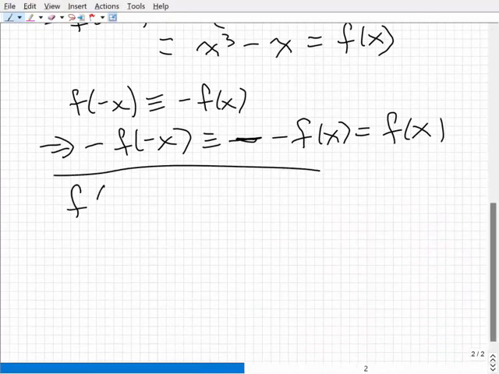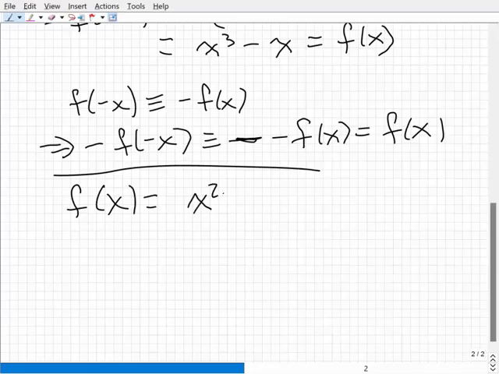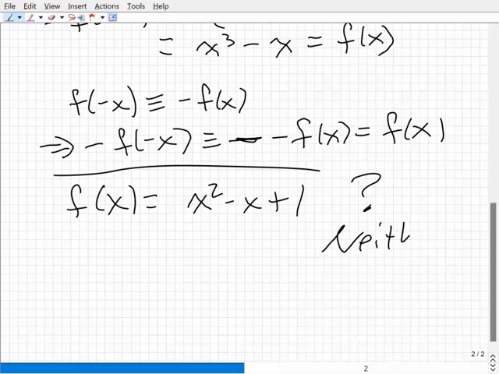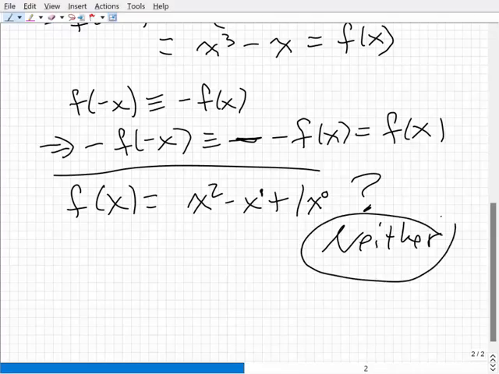Here's an example. f of x equals x squared minus x plus 1. Is it even or odd? I can tell you right now it's neither. Why? Because if I replaced x with a negative x, here the minuses would go away, but here I would get an extra minus sign, because this is x to the first. There's really an x to the 0. Look, I have exponents that are both even and odd. So every function is a combination of even and odd. If it has both, then it's neither.